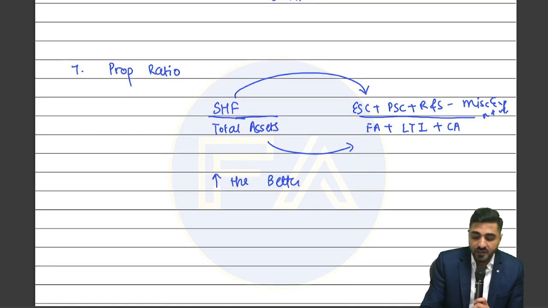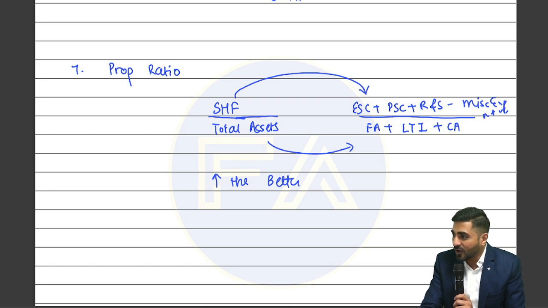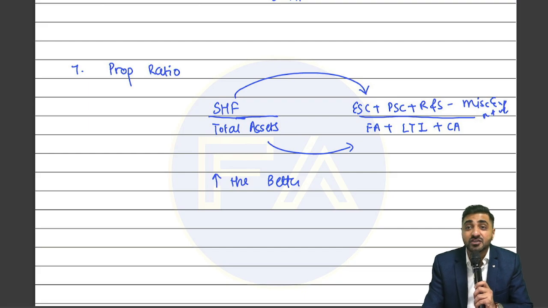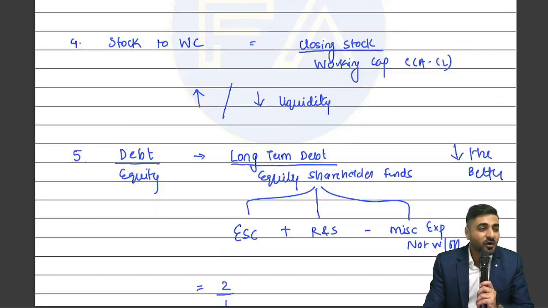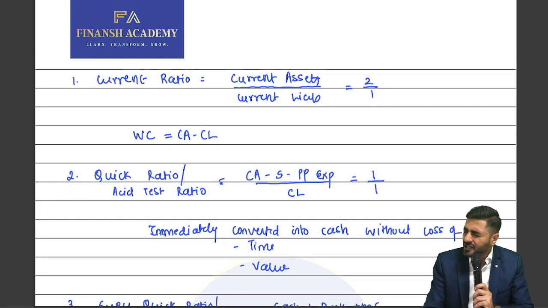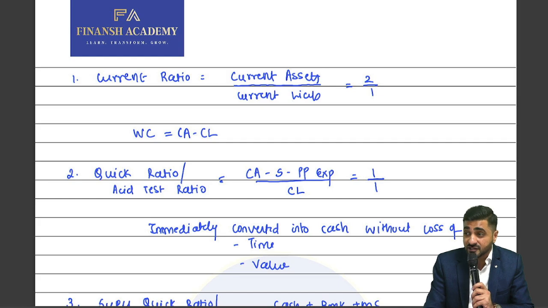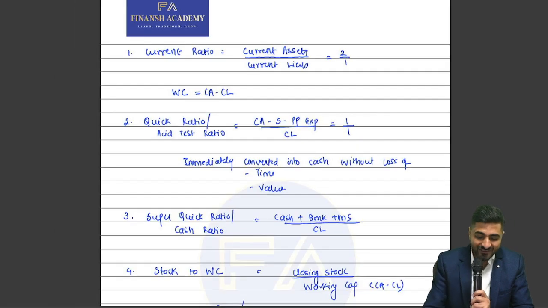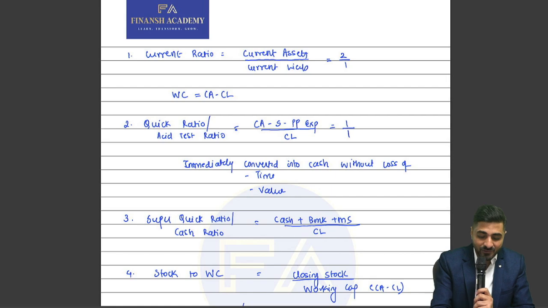Okay. So are you all okay with these first 7 ratios which we have done? All these ratios deal with the long term, the solvency position of the company. Yes or no? Yes, sir. Clear, everyone? Okay, absolutely clear.